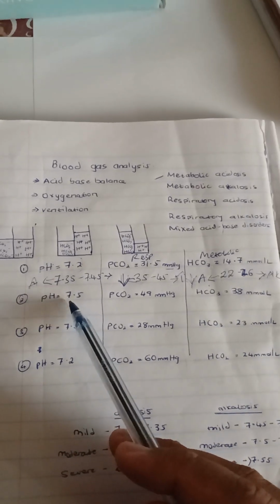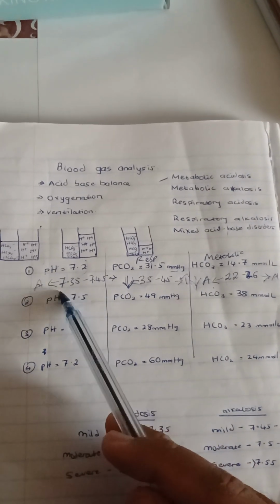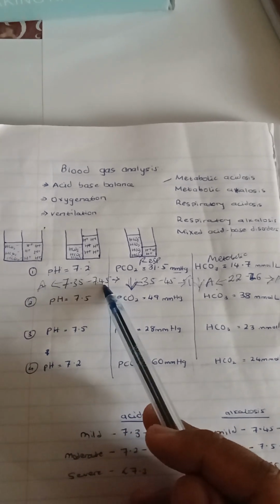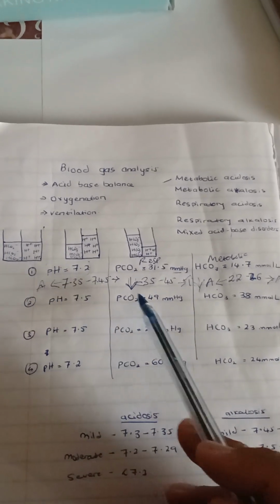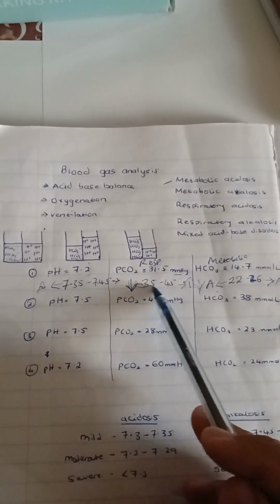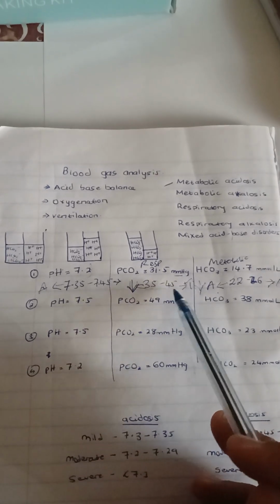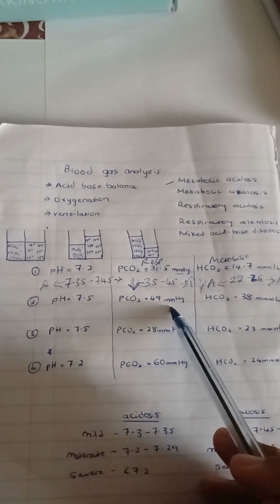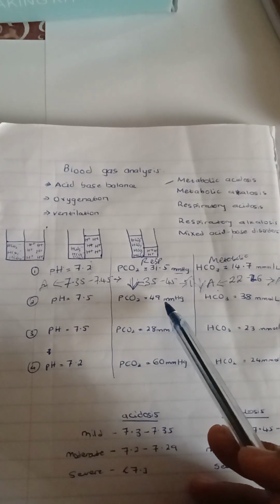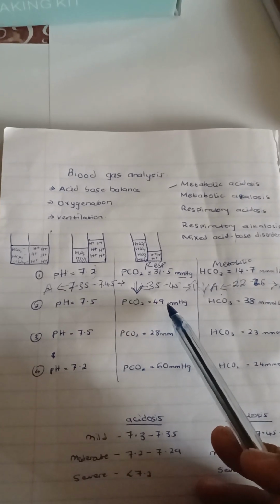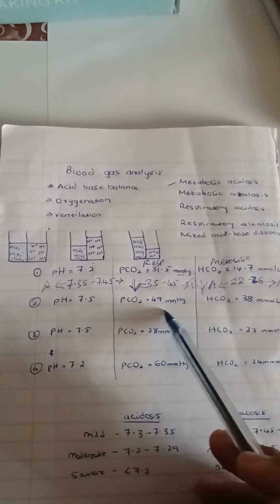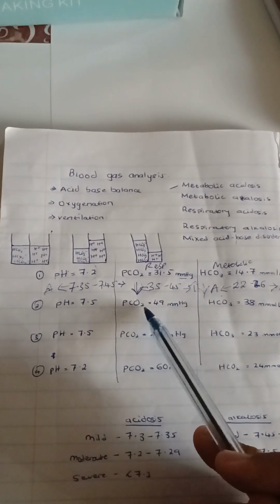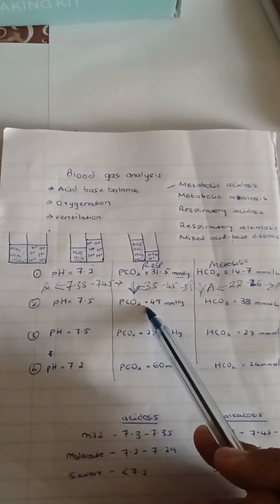Let's go to the second example. pH is 7.5. Normal is between 7.35 to 7.45. 7.5 is above 7.45. So this is an alkalosis. PCO2 is 49. Normal is between 35 to 45, so it's more than 45. If PCO2 is more than 45, it's increasing hydrogen ions. This occurs in acidosis if it's a primary problem, or it occurs as a compensation in alkalosis. And the primary problem here is an alkalosis. So if PCO2 is high, it means that's as a result of compensation.